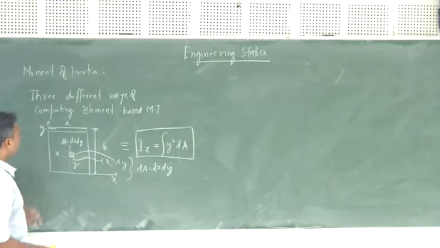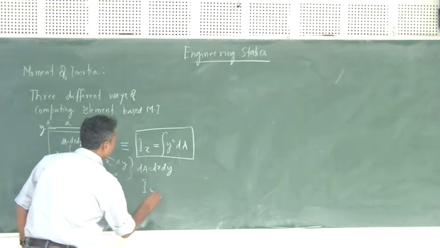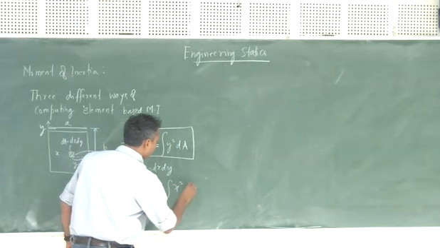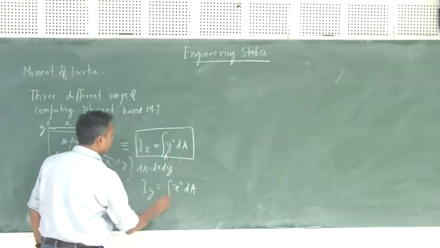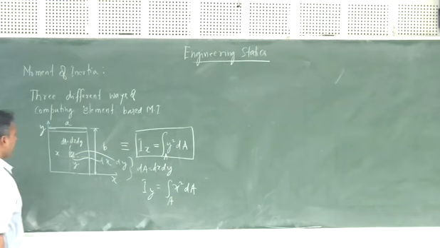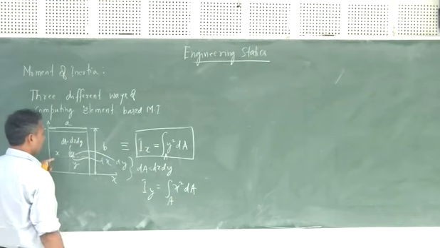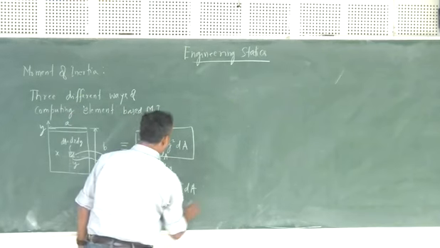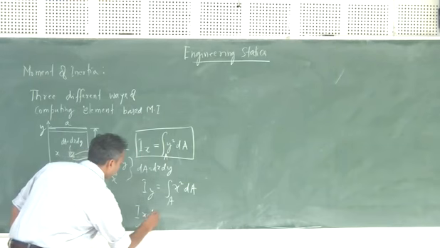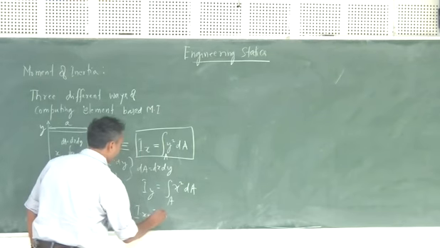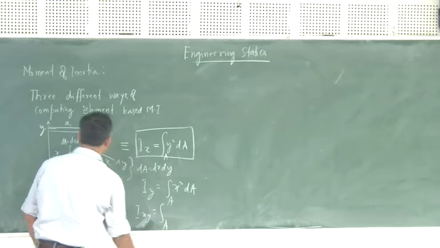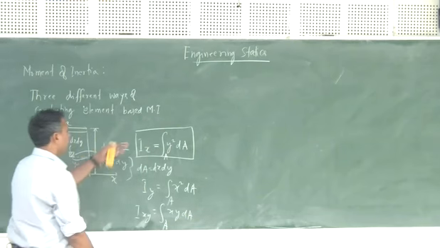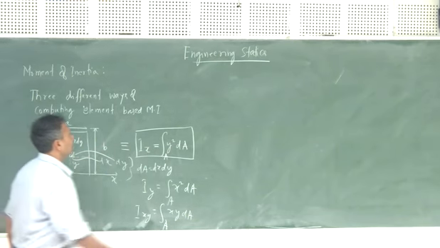Now if you have to find the moment of inertia Iy, this is the integral of x squared dA, and these integrations have to be done over the area. And similarly, if you have to find the product of inertia, then Ixy is the integral over A of x into y dA. So let's try to find these.